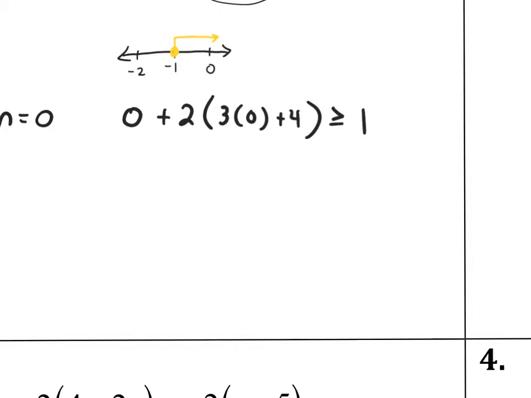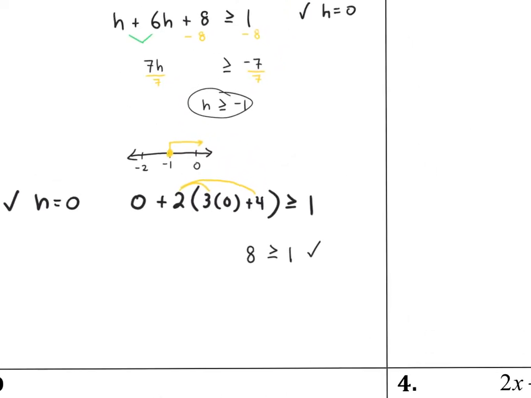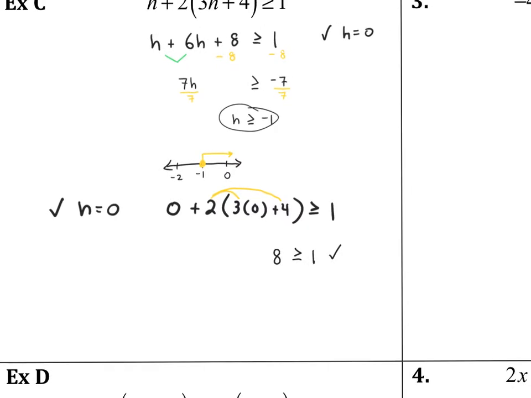Notice all that drops out there. Even if I distribute this to here to get a 0 still, I distribute that to get an 8. So 8 is greater than or equal to 1. So it does clean up nicely. 0 definitely works. Again, you're allowed to check negative 1. But I prefer that you check something that's inside the range of the solutions.